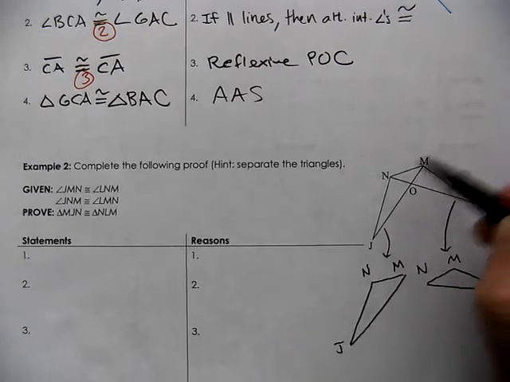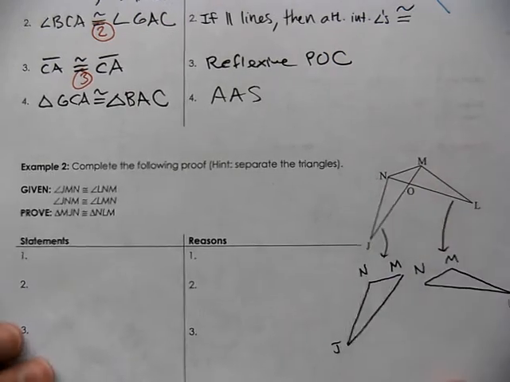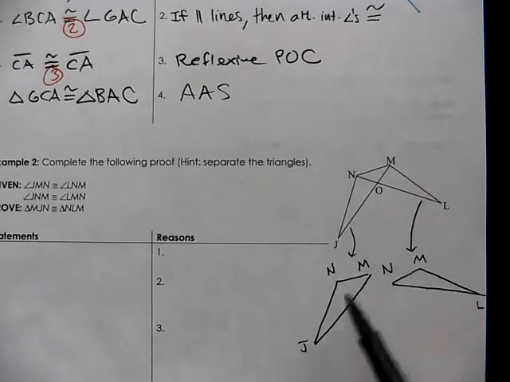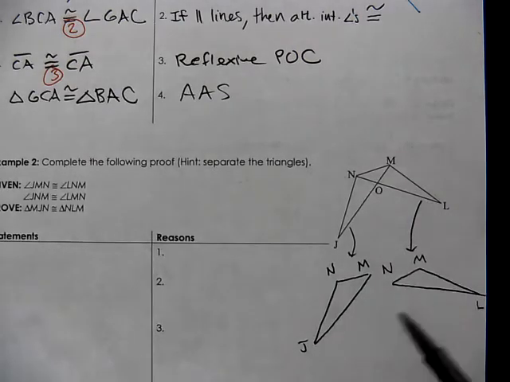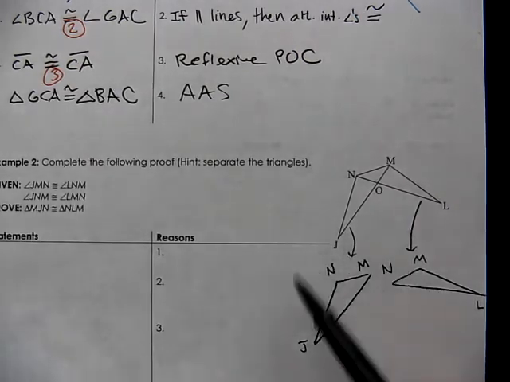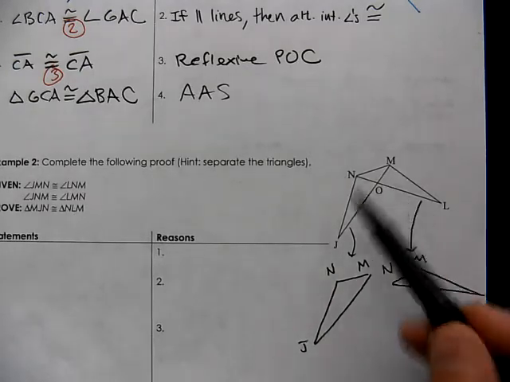There's more information here than what we really need. So I redrew them. This is a common strategy that we can use. Pull those triangles apart, and we'll be marking up both diagrams. But oftentimes it's easier to identify the markings on a diagram like this where the triangles are separated instead of overlapping.